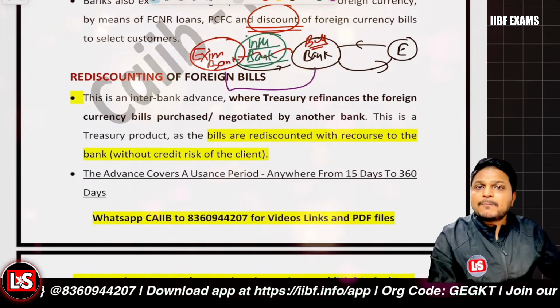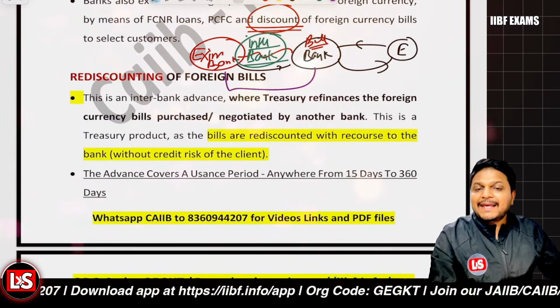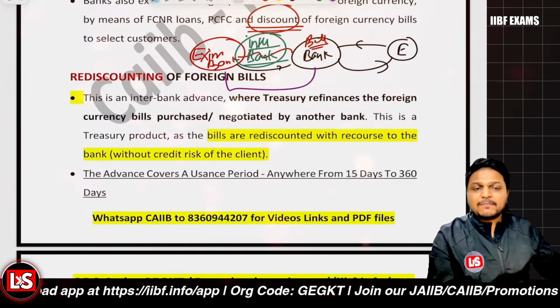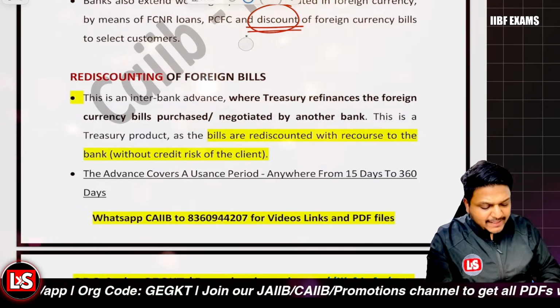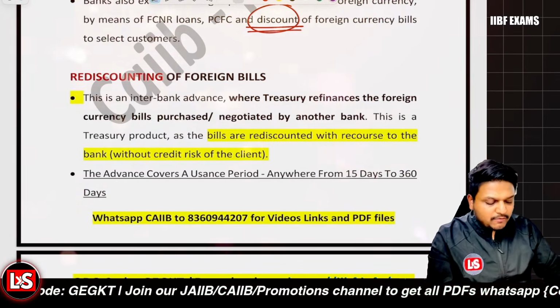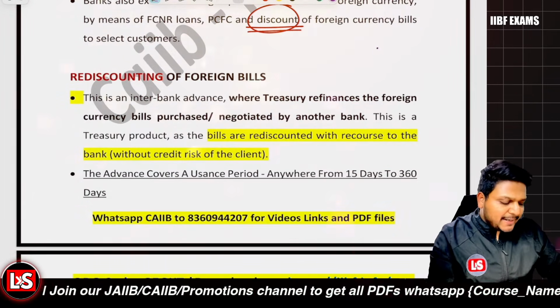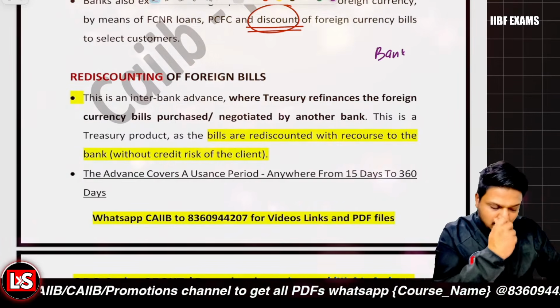So it's a simple process. Simple process of what? The treasury provides funding to another bank by rediscounting the foreign bills. Because I just stated the Exim Bank over here, but it is not always the case. Let's say bank A over here first of all discounted the bill.